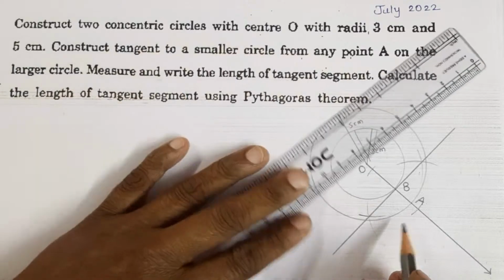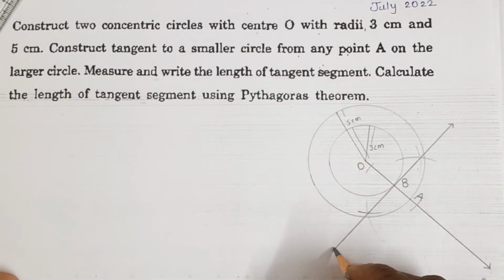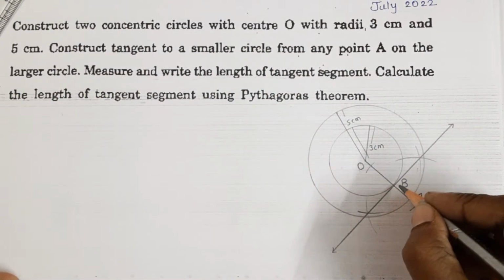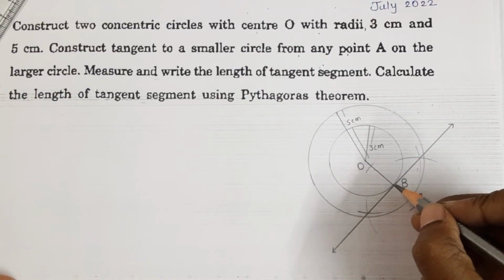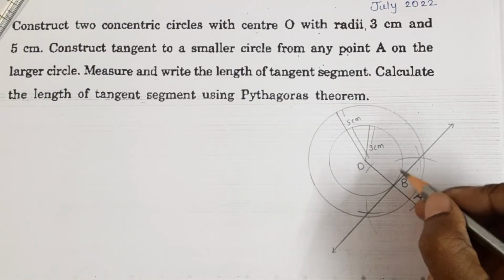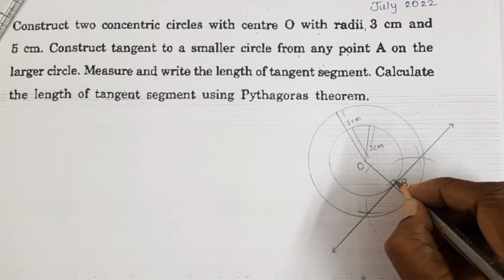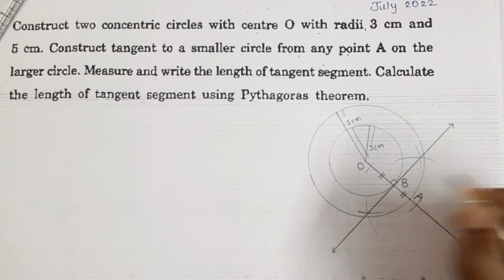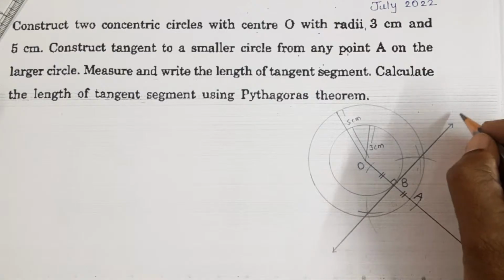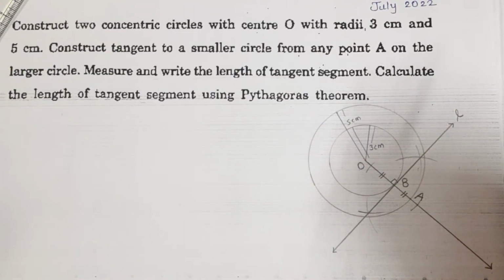draw the line. So this will be the tangent passing through B, and B is the common point, the touching point. See here, this one is a smaller circle, so here this way, making the same distance. So this is the tangent, L is the tangent. Okay students, and calculate the length of tangent segment using Pythagoras theorem.